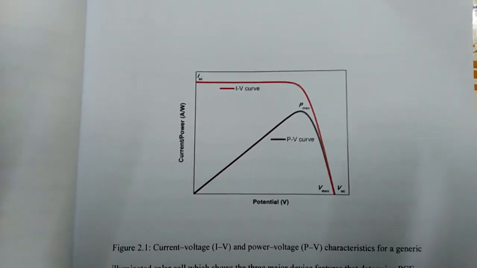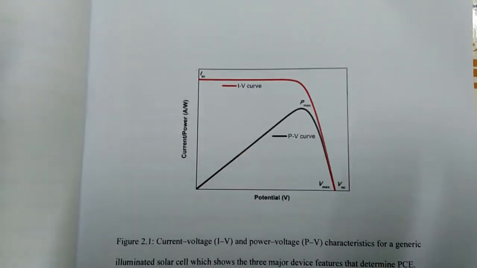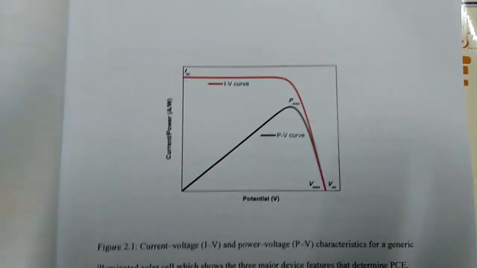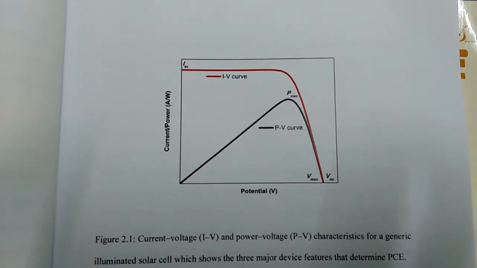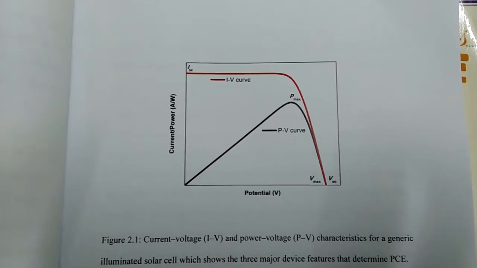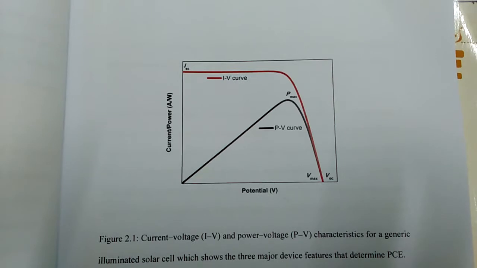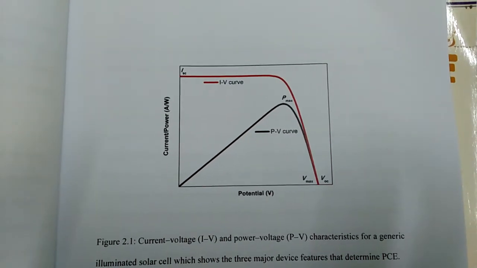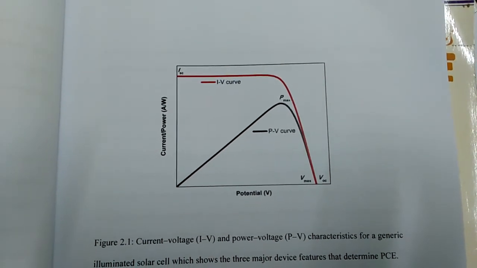Hence, you get a new graph, which is the PV curve. By having the PV curve and IV curve, you can get the value of efficiency. It's very simple. This only happens if your machine cannot calculate the fill factor. If your machine is very good, it can directly give the fill factor, so there is no need to plot the PV curve. But my machine is just a potentiostat equipped with the light.